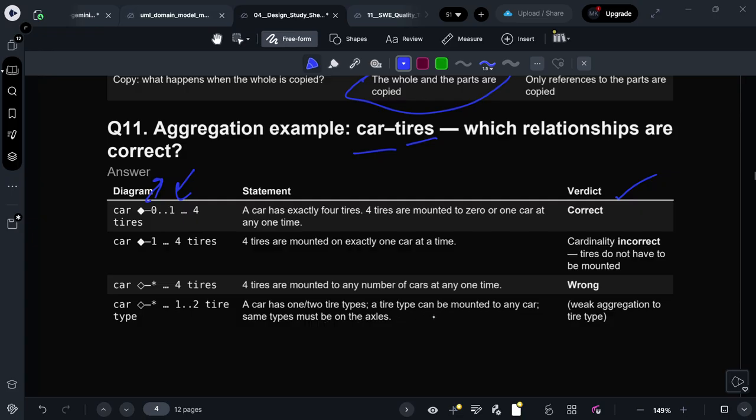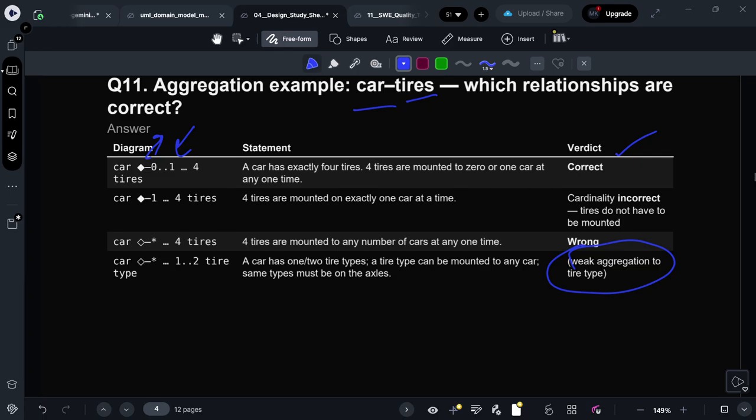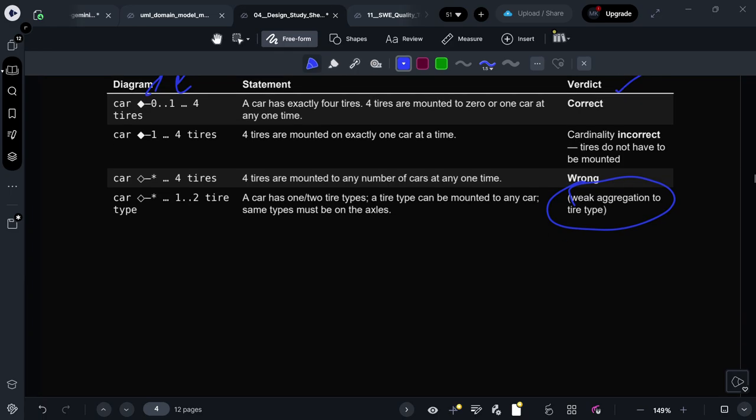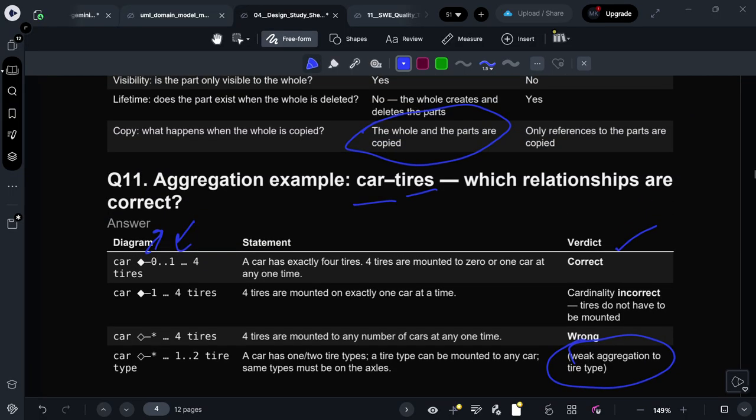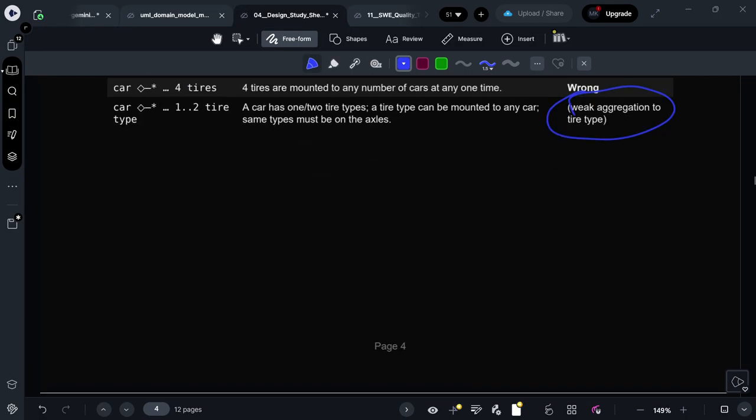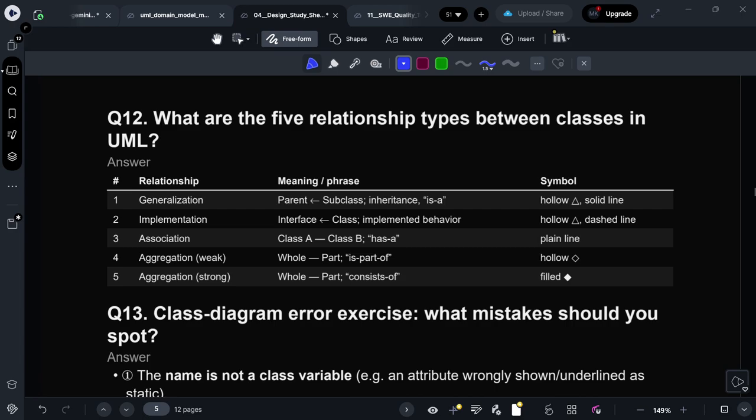A tire type can be mounted to any car. Same types must be on the axles. This is weak aggregation to tire type. This is completely wrong because tires cannot exist independently without the car. If there are no tires, then there is no car. So tires need a car to exist or to make sense.